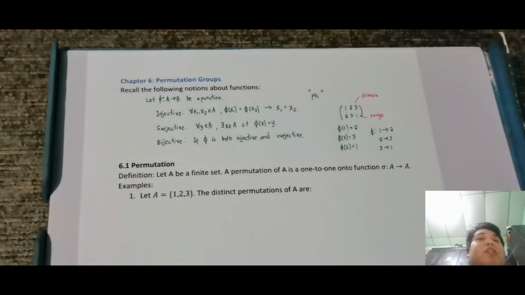Again, a permutation of A is a 1-to-1 onto function, meaning a bijective function sigma mapping from A to A. Sa A lang mismo. So again, siya is a permutation of A which is a 1-to-1 onto function.